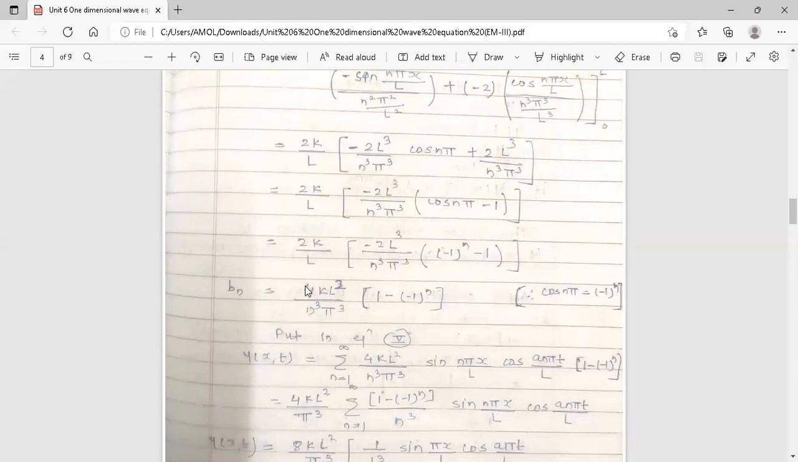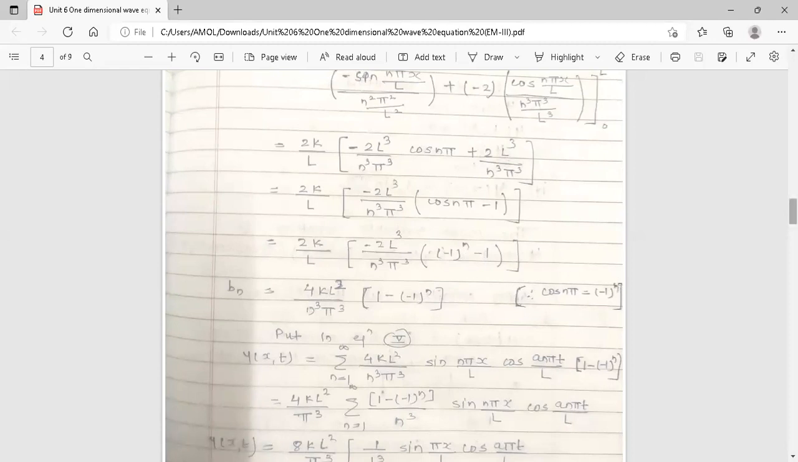And so it is 4k l square upon n cube pi cube in bracket 1 minus minus 1 raised to n. Why are we changing these terms to minus 1 raised to n minus 1? We are going to observe this minus 1 sign. If we multiply this bracket term by minus 1, it will be minus of minus 1 raised to n plus 1. So this is the value of bn.